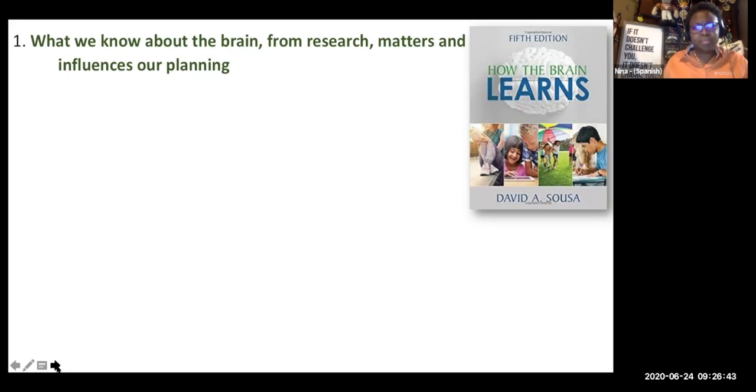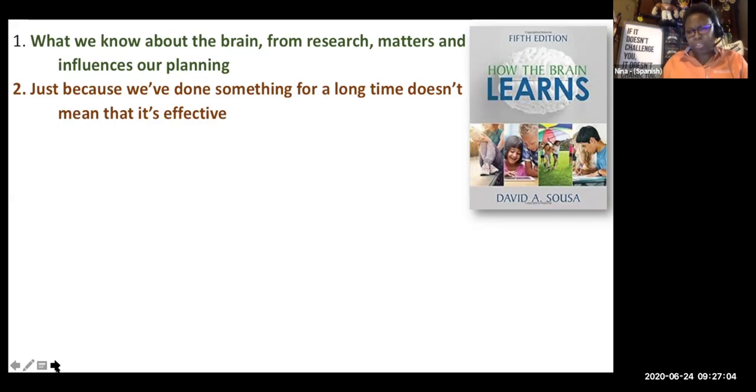This is my, I'm going to air quote, philosophy. I believe that what we know about the brain and from research matters in how we plan, and it should influence what we do in our classrooms. So just because I've done a strategy a lot doesn't mean that it's a good one. I have to have a reason behind it, and it has to mesh with what we know about how the brain learns, which is what I just said. Just because I've done it before, just because I learned it and this is how I was in class or in school, doesn't mean it's a quality strategy. And so I'm going to ask you to be real critical of the strategies that you're using. I'm doing that too. So I'm saying this to you as I'm saying it to myself.